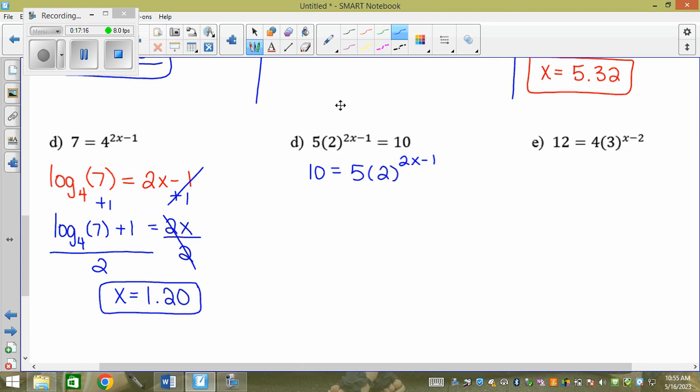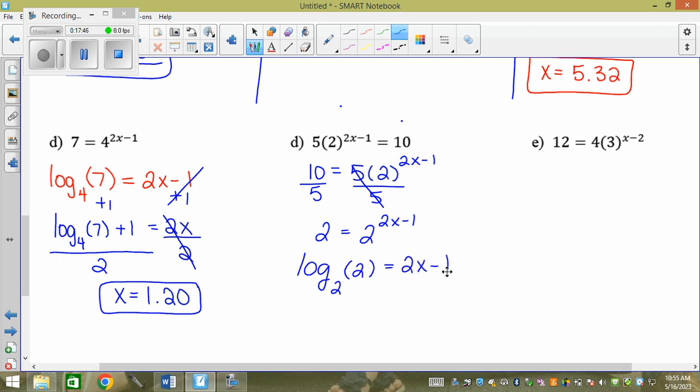Why can't we do that? Because it has an exponent. So we're going to divide the 5 over. And so we get 2 equals 2 to the 2x minus 1. Could I solve this one by common base, actually? Sure. Can I convert it? Yep, I'm going to convert it because we're in that section. So I go log base what? 2. And what goes beside it? 2 equals 2x minus 1.